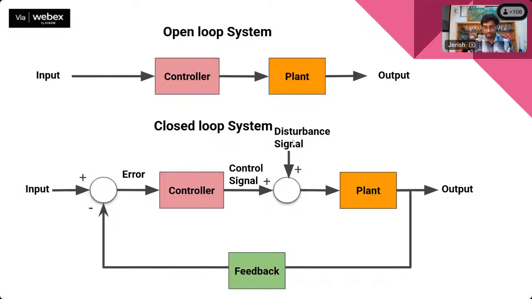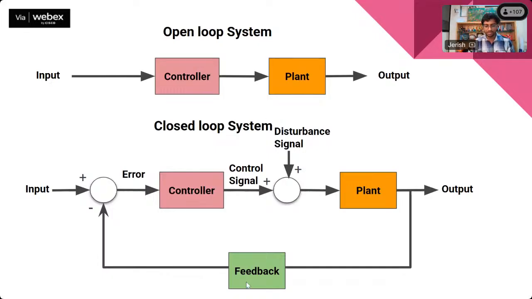You can also see something called a disturbance signal, which is given here. First we can just consider there is no disturbance, and I'll come back to this particular disturbance signal. For now you can consider it to be 0. The control signal is directly given to the plant.